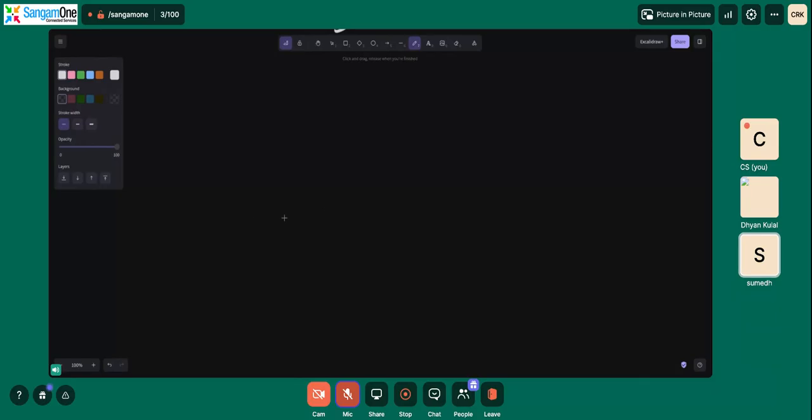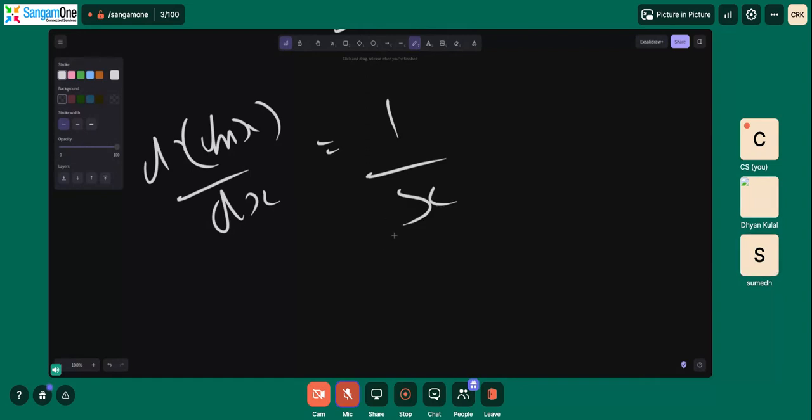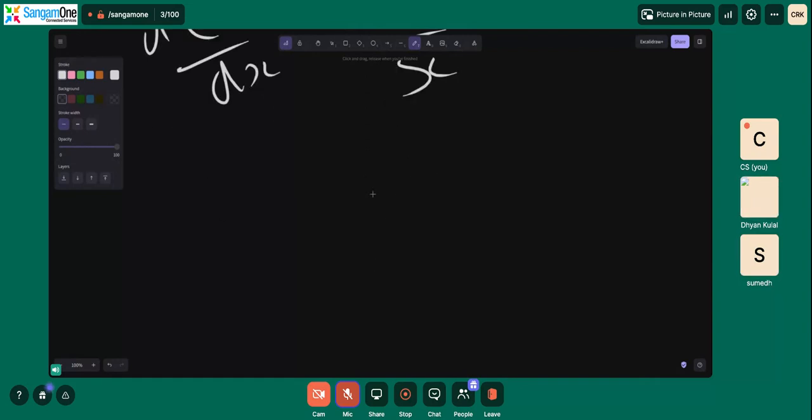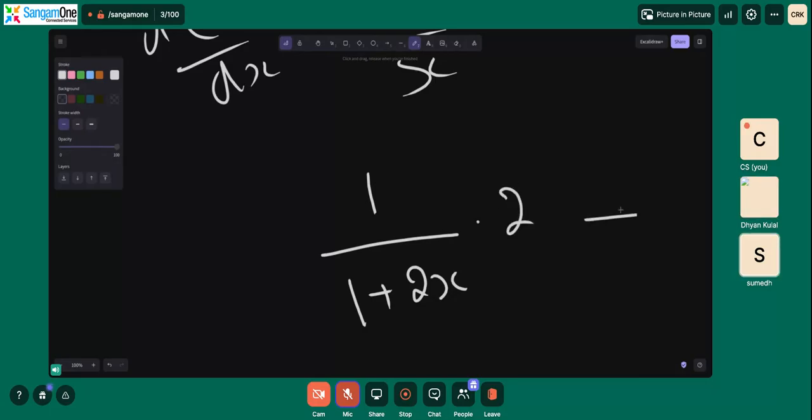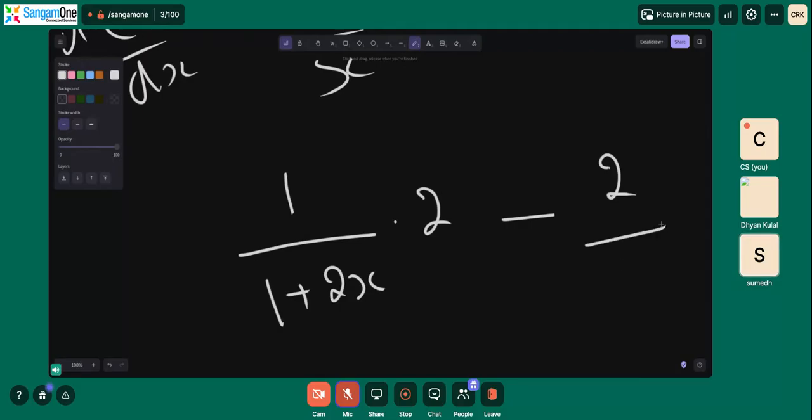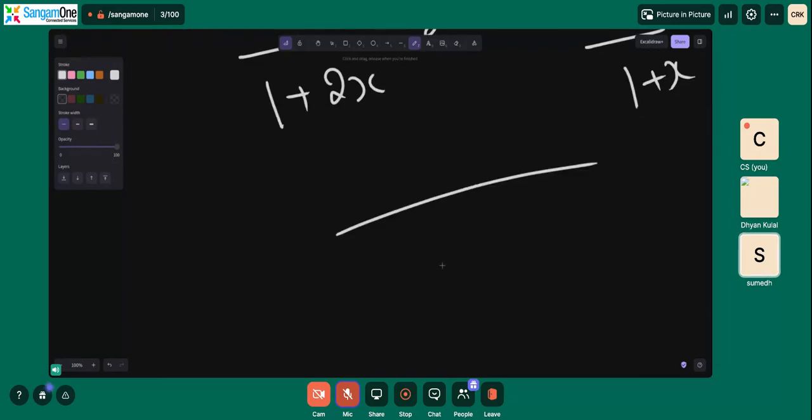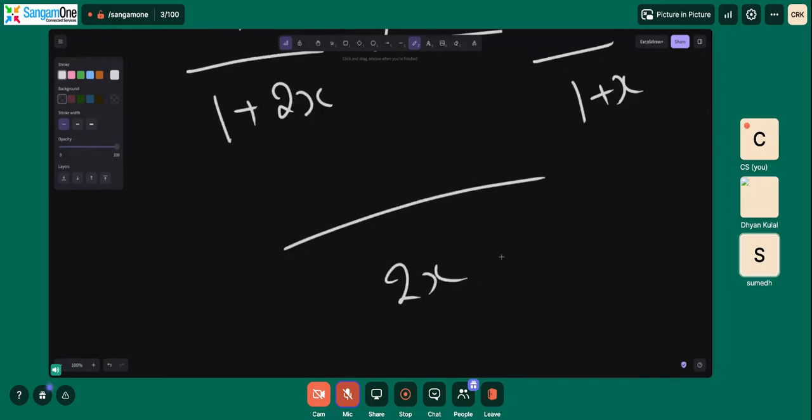So when I apply the rule, what will happen? What is the formula for ln? d by dx of ln x would be 1 by x, basically. So here it will be 1 by 1 plus 2x, and it is a chain rule here, so you have to solve for this also. The derivative of 2x will give me 2, right? Minus 2 by 1 plus x, and then the whole is divided by x square becomes 2x.